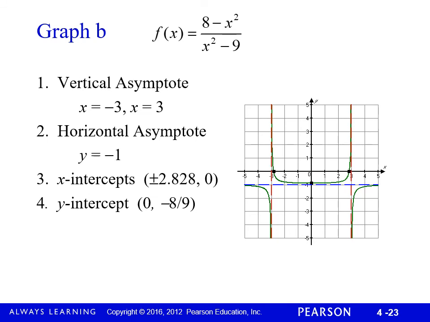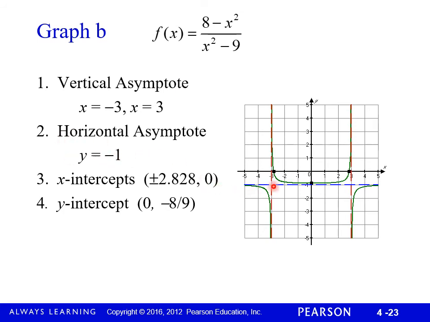For b, we have f of x equals 8 minus x squared over x squared minus 9. Again, if we factor the denominator, we get x plus 3 and x minus 3. So we can see our vertical asymptotes are at x equals -3 and 3. Again, the numerator and denominator have the same degree, x squared, so we look for the coefficients. In the numerator, I have a -1 in front of the leading term, and in the denominator, I have a +1. So -1 divided by +1 is simply -1, and so we have y equals -1.